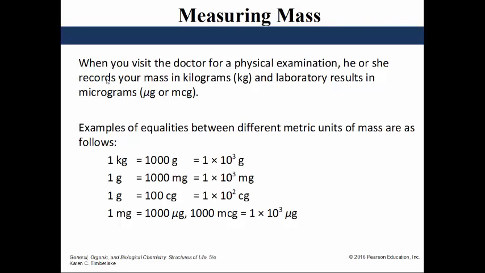Alright, below here are some equivalencies between different measurements. 1 kilogram, like we talked about before, is 1,000 grams. Same thing as 1 times 10 to the third power grams. 1 gram is 1,000 milligrams. 1 gram is 100 centigrams. So again, all of these are going to be equivalent to each other. That equals that, which equals that. That equals that, equals that, and so on.